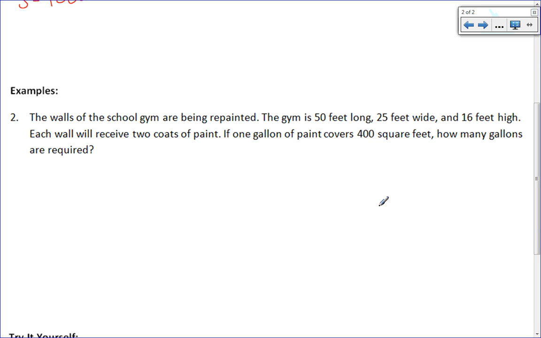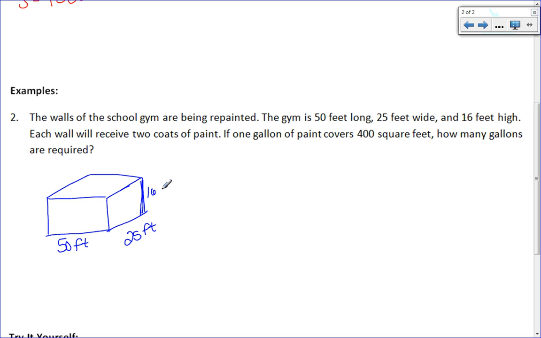Okay, so it might help to actually draw a picture of the gym first. So we have a room that looks something like this. It's 50 feet long, 25 feet wide, and 16 feet high. Each wall will receive 2 coats of paint, so we need to make sure that we factor this in later.